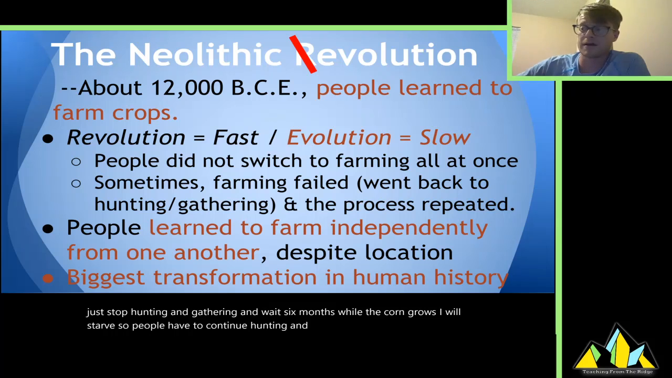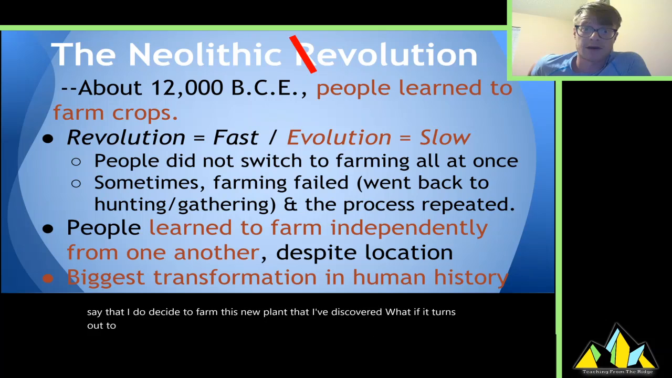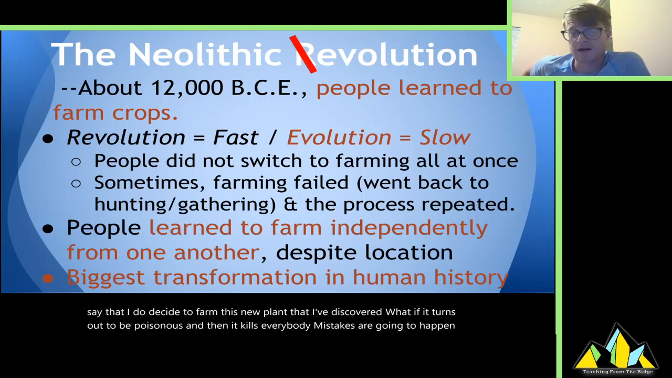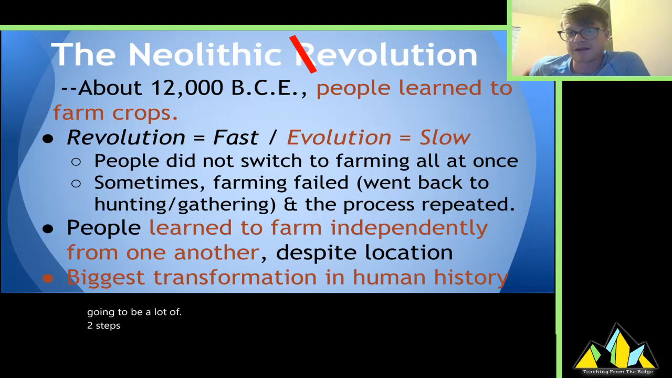And not only that, let's say that I do decide to farm this new plant that I've discovered. What if it turns out to be poisonous and then it kills everybody? Mistakes are going to happen when the farming experiment begins. And there's going to be a lot of like 2 steps forward, 5 steps back kind of things going on.